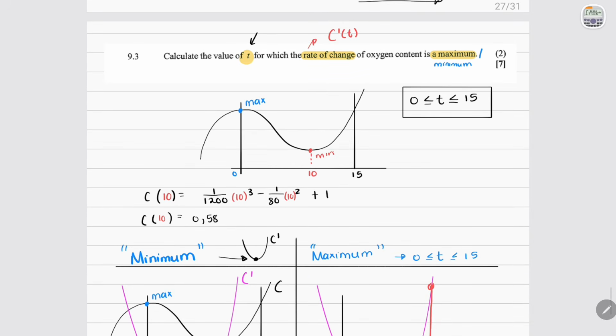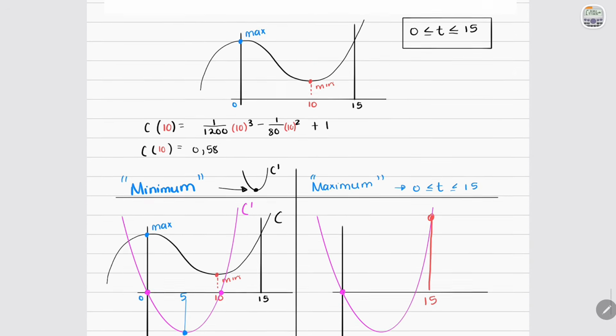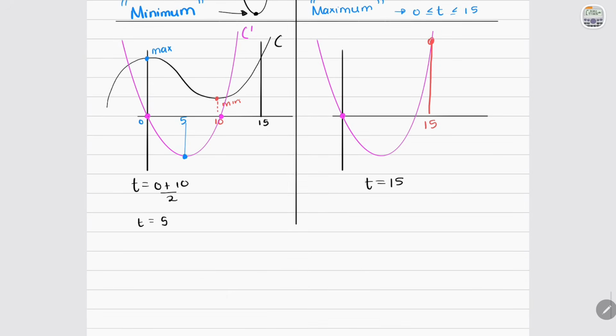So that is it for this question 9.3, and that is the last question for question 9, and that concludes it for calculus. And I hope to see you guys in probability.